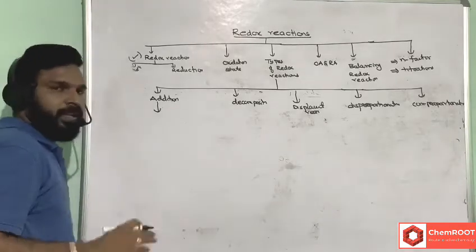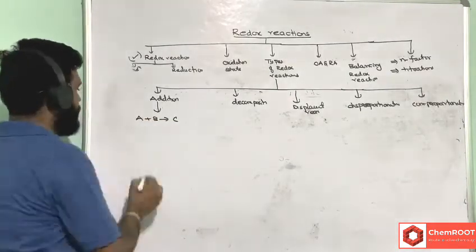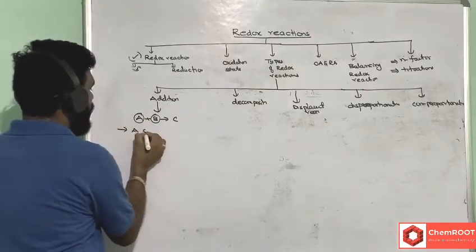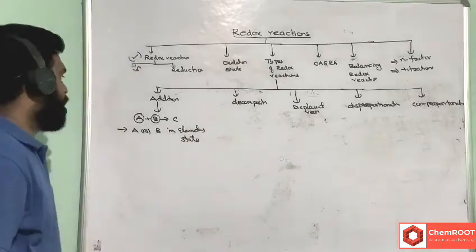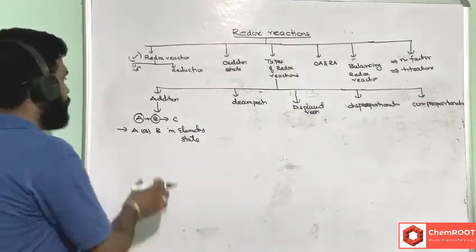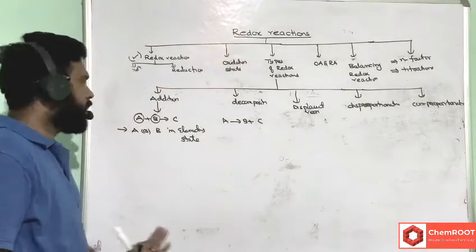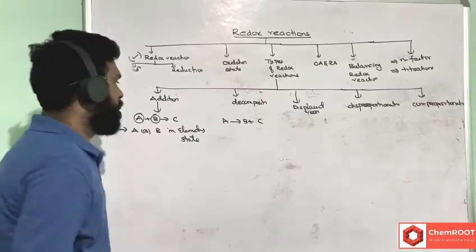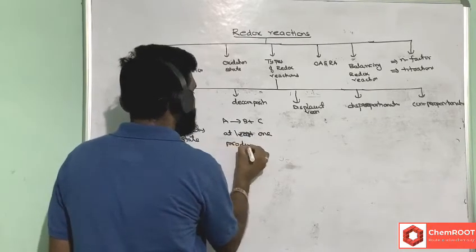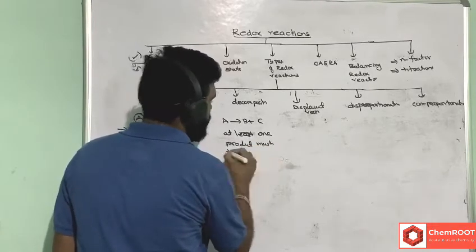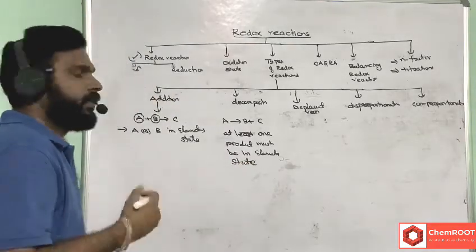Addition reactions case, when will it come under redox reaction? Suppose addition means A plus B giving rise to C. So this reaction comes under redox reaction when either A or B is in elementary state. At least one of the reactants should be in elementary state, then it will come under redox reaction. Decomposition means some compound A decomposes and gives B plus C. So all decomposition reactions are not redox reactions. Here also, for it to come under redox reaction, at least one product must be in elementary state. Then only it comes under redox reaction.